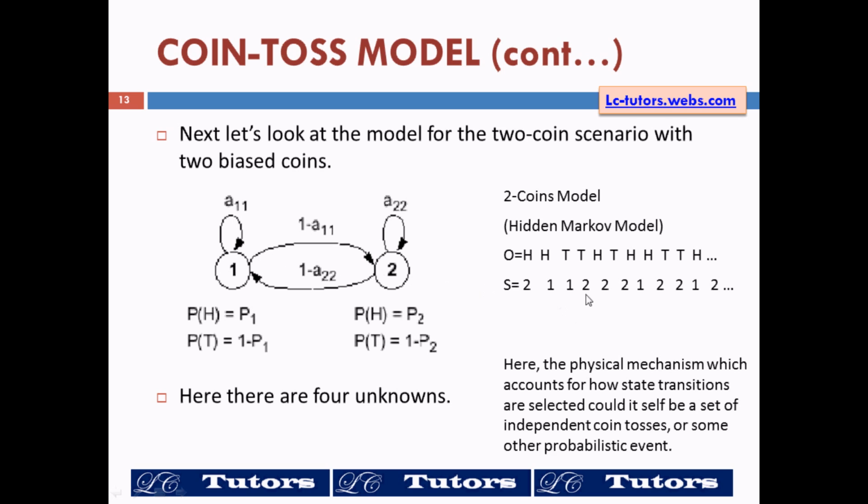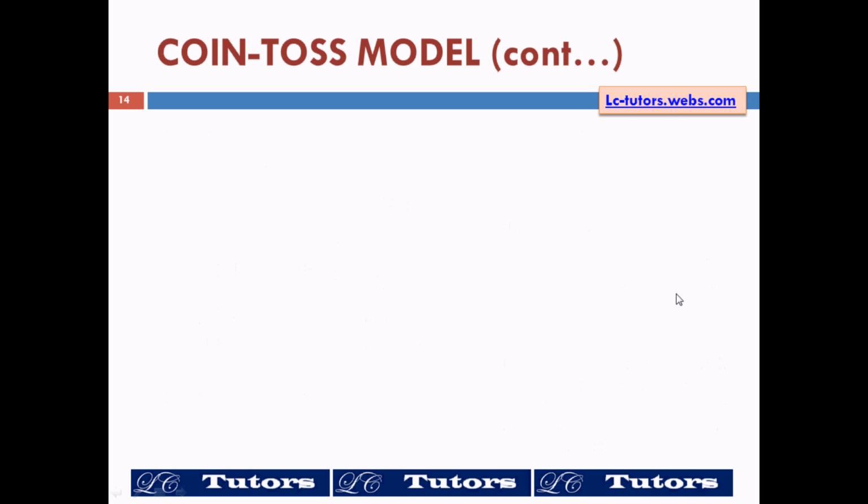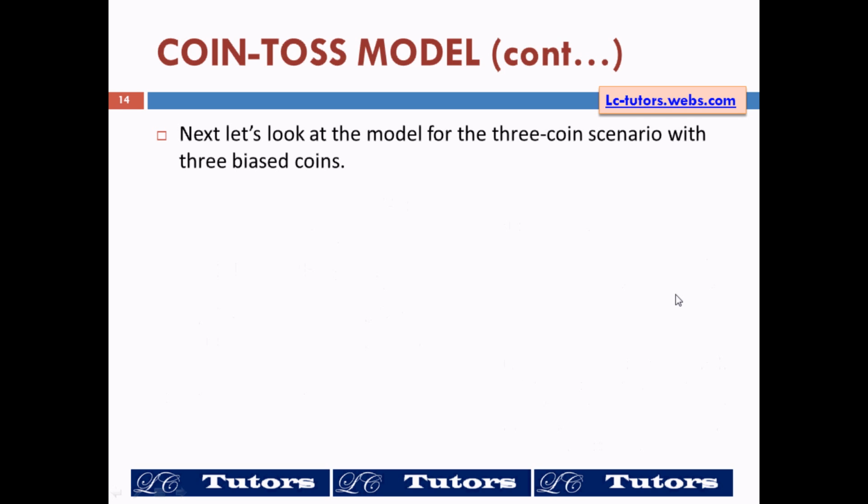So what you have here is a hidden Markov model. That means by looking at the observation, you can't tell the state. It can be either coin 1 or coin 2. So head can be in state 1 or state 2, and the same thing for tail. Okay, things will be more complicated when you come to a three coin scenario.